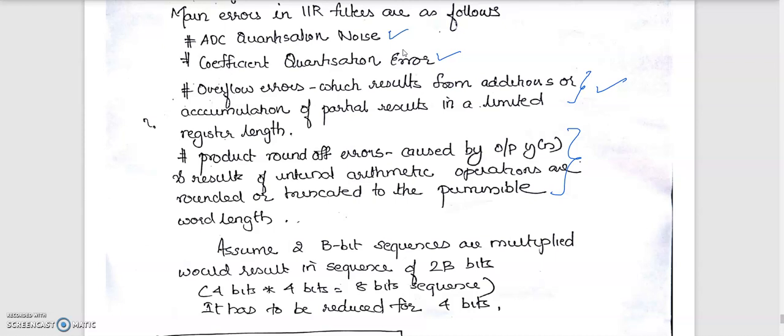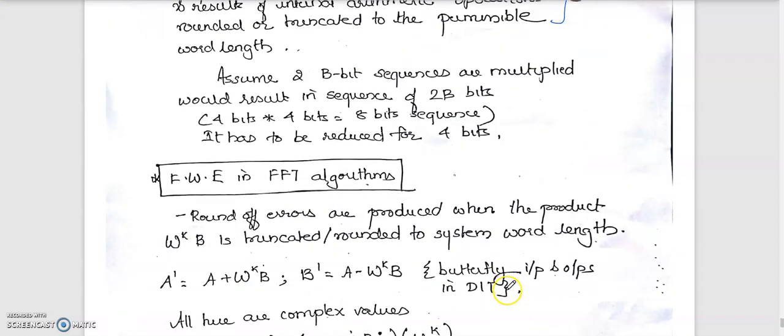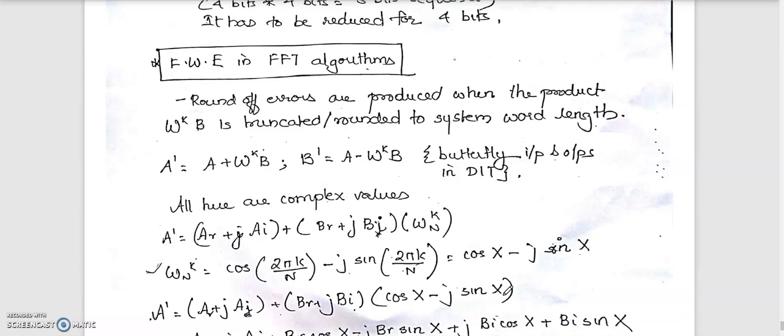Now we'll look into the last topic, that is the finite word length effect in FFT algorithms. When we look at this topic, in FFT algorithms we have already looked into the concept of butterfly diagrams, and we have seen that you have a signal A and B out here. If it is a DIT butterfly, this will be A plus B W_N^k, and this will be A minus B W_N^k. What is written here is the concept of the butterfly diagram.